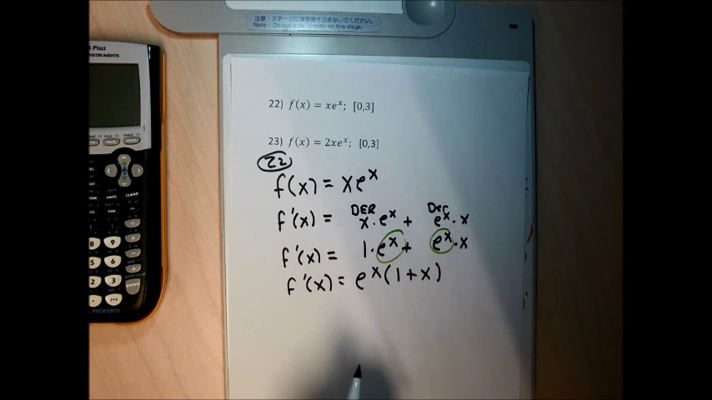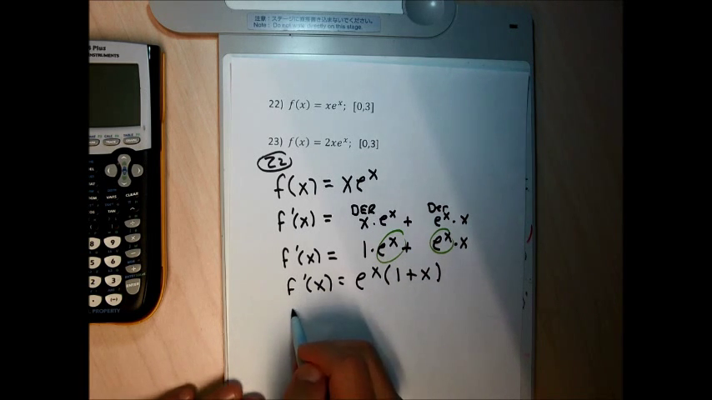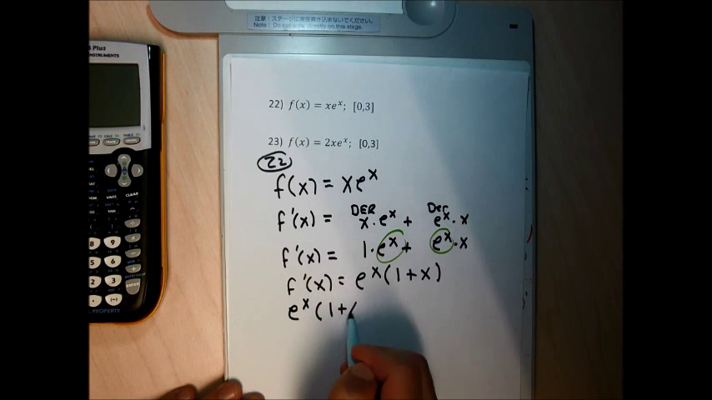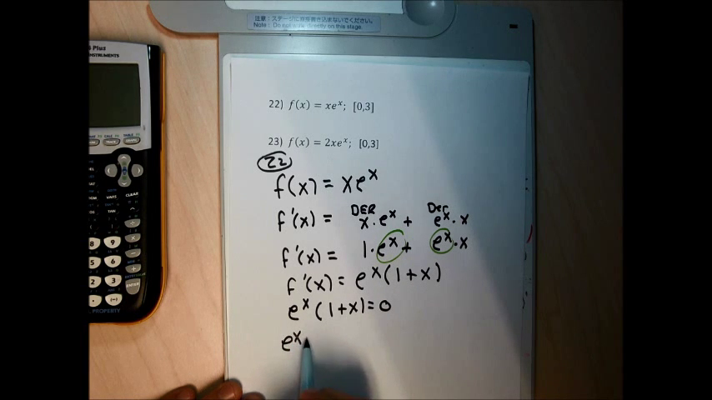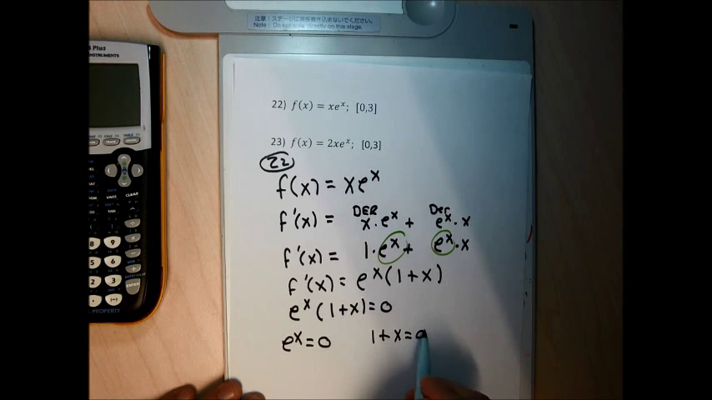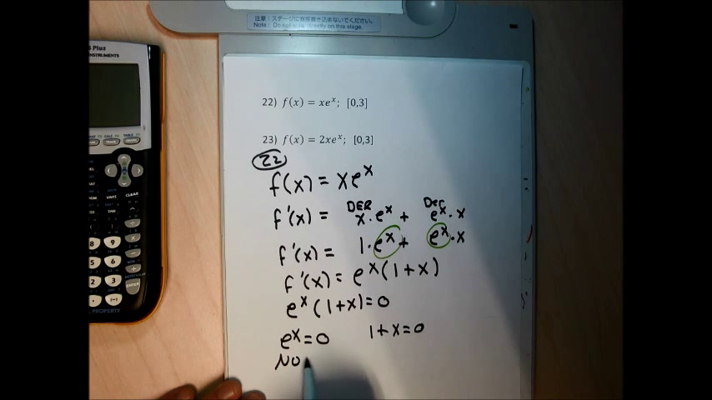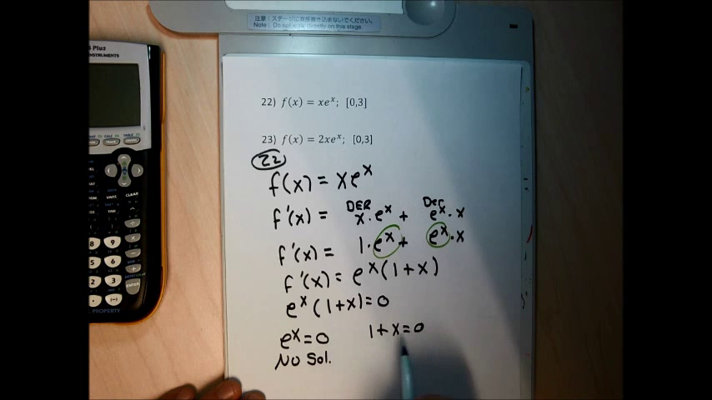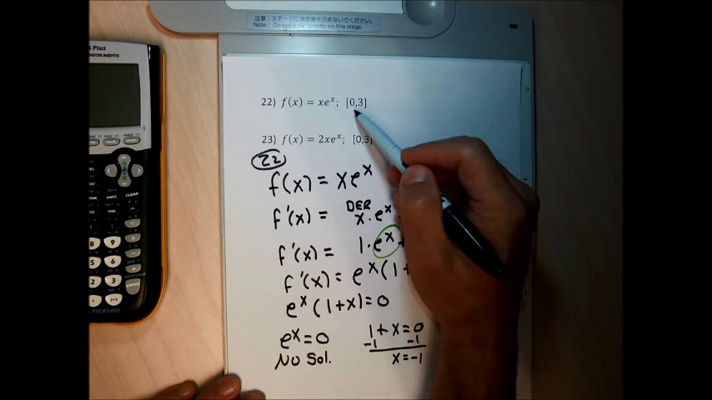I'm going to get my critical numbers by taking f prime of x and setting it equal to 0. So I'm going to go e to the x times (1 plus x) equal to 0. That will force me to go e to the x equal to 0 and 1 plus x equal to 0. E to the x can never be 0, so there's no solution here. And for 1 plus x equal to 0, you just minus 1 from both sides and get x equal to -1. So the algebra gives me a critical number of x equal to -1.